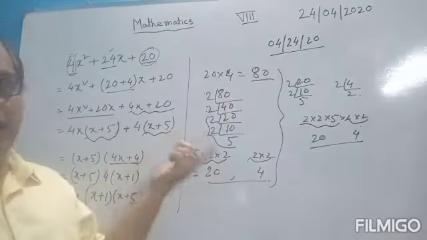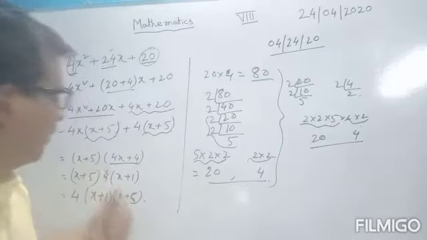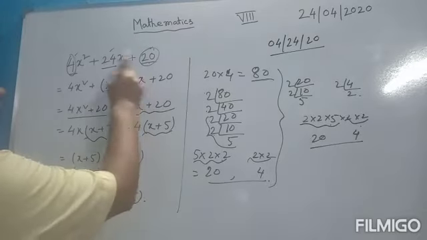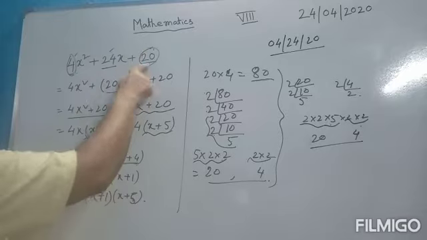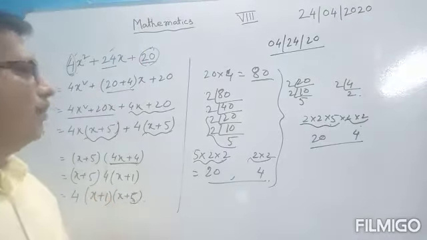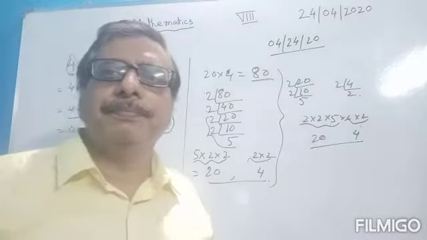In this case, multiplication is easy, but in some other problems, multiplication is not so easy. So just find the factors of the coefficient of x square and the factors of the constant coefficient. Then we try to solve the problem. Okay.